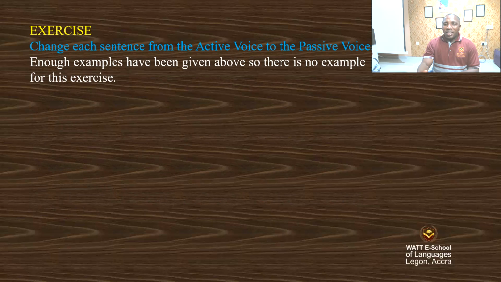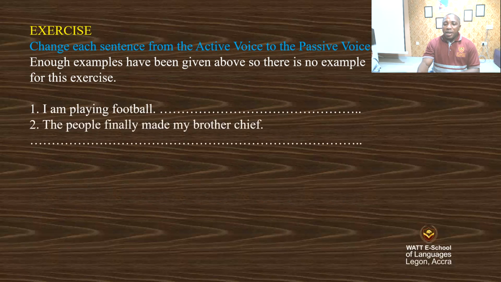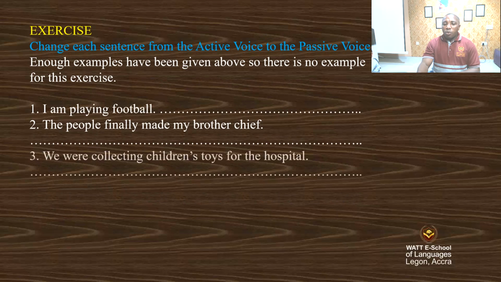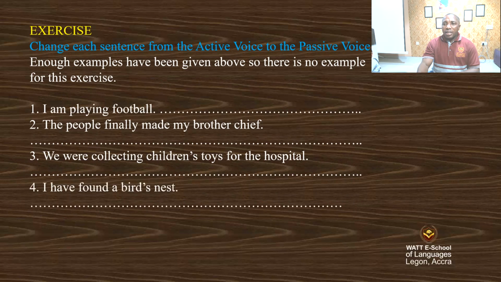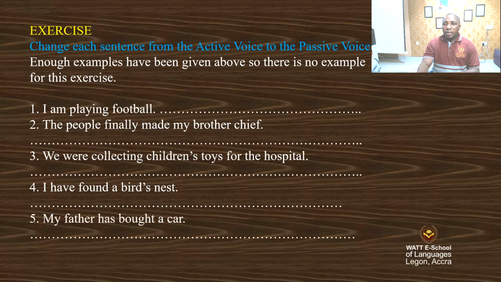So let's go. I am playing football. The people finally made my brother chief. We were collecting children's toys for the hospital. I have found a bird's nest. My father has bought a car. These are the 5 sentences that we are going to put in the passive voice. Let's start. Are you ready?